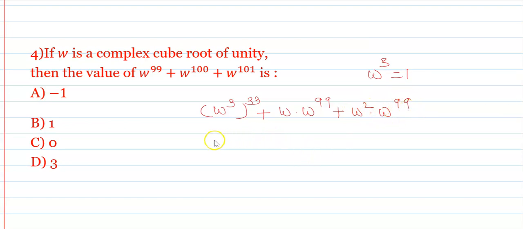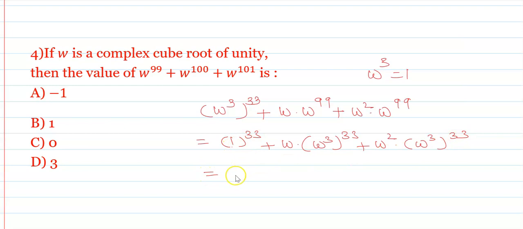Okay, and here the value of omega cube is 1 raised to 33 plus omega. Omega raised to 99 again can be written as omega raised to 3 and bracket raised to 33 plus omega square, again omega raised to 3 bracket raised to 33. Now what is here? 1 raised to 33 means what? 1. Omega raised to 3 and bracket raised to 33 is again 1. 1 raised to 33, and overall you will get only here omega.